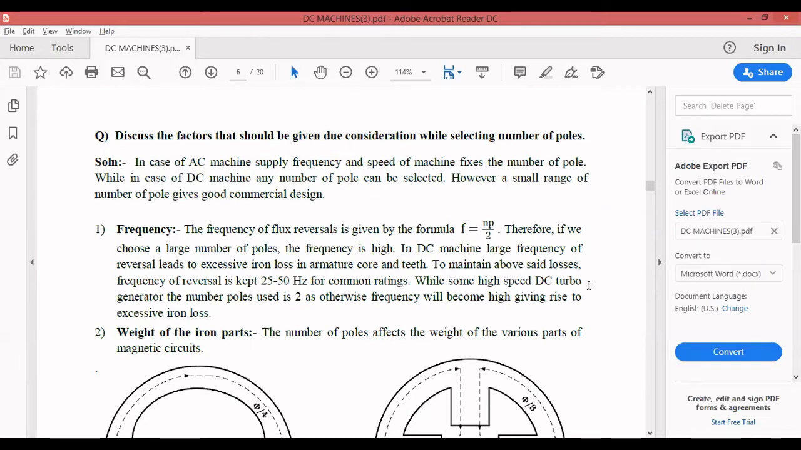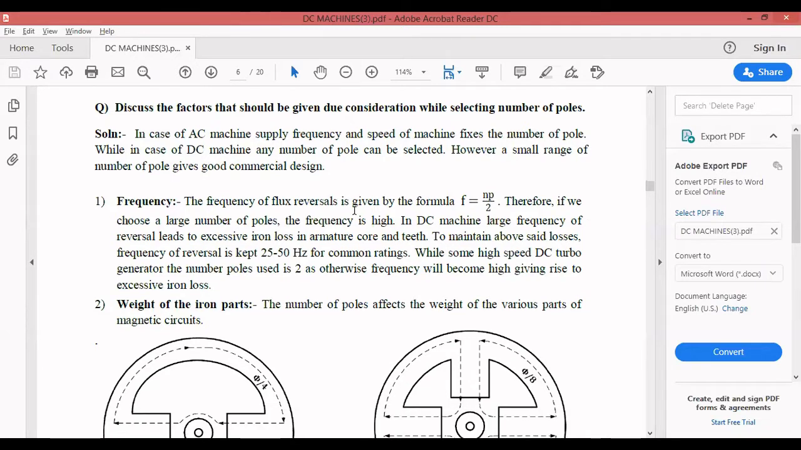What are the parameters you're going to consider so that we can select the number of poles with respect to the DC machine? Now, in case of an AC machine, supply frequency and speed of the machine fix the number of poles, while in case of a DC machine, any number of poles can be selected. However, a small range of numbers of poles gives a good commercial design. Now, what are the factors?